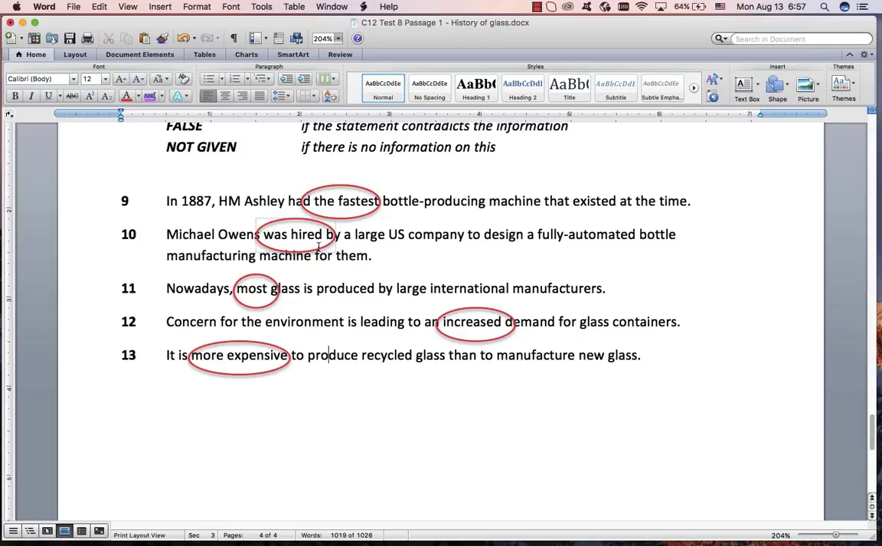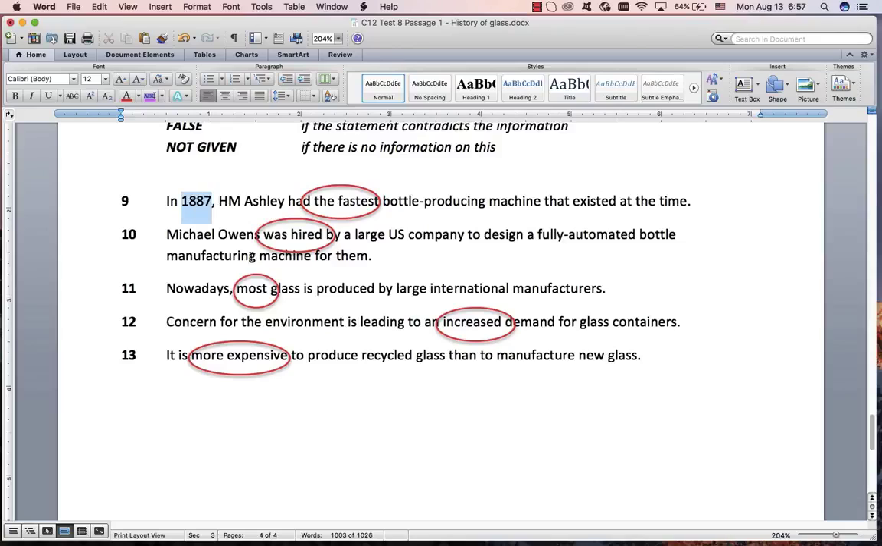I think it might be a bit more difficult, but these ones I'm quite happy about. Let's take a look. 1887. All right, do all of your scanning. I'm not going to do it for you just to save some time, but scan for that, scan for Michael Owens, scan for nowadays, very important, recycled glass, etc. I'll leave you to do that.